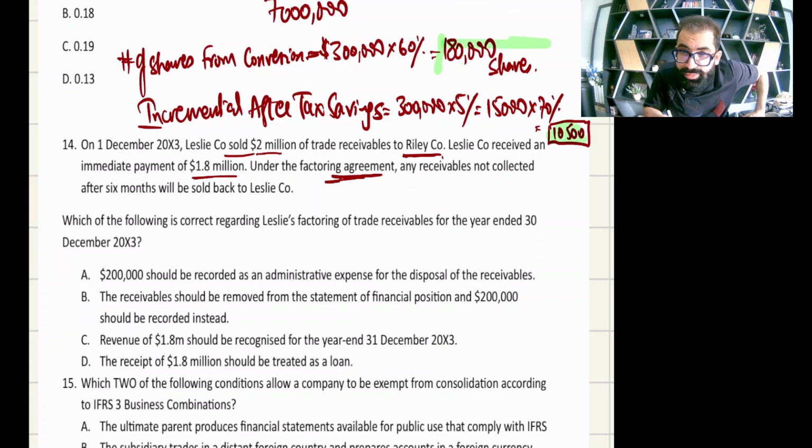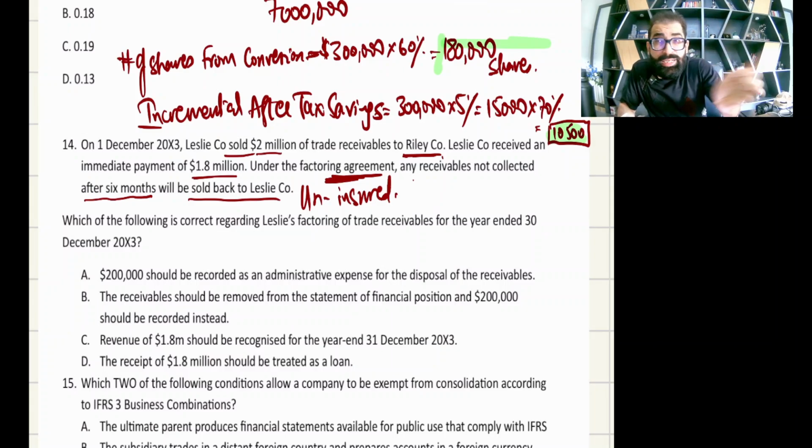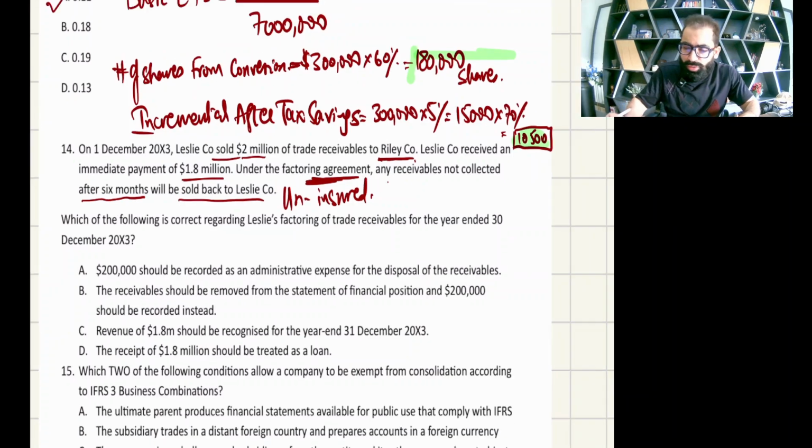Now this is the key. This is the key of risk and reward. Any receivables not collected after 6 months will be sold back to Leslie. This is uninsured bad debts. Uninsured. So that means risk and reward, the major thing. The risk and reward has not been transferred to the factors. So this transaction in reality is a loan. It's not sold. So what entry we should make?